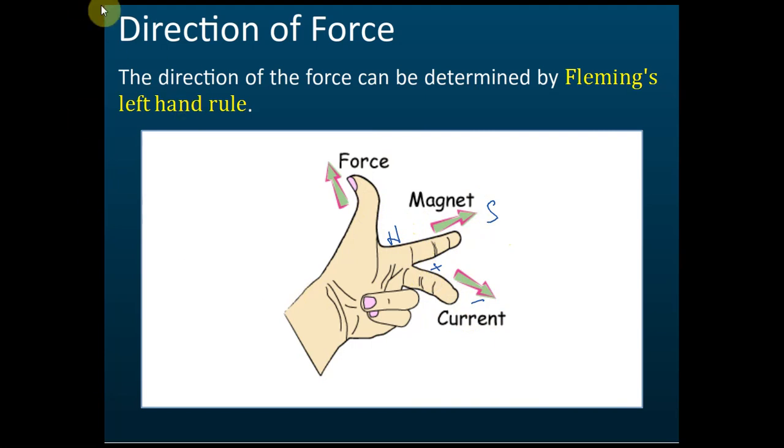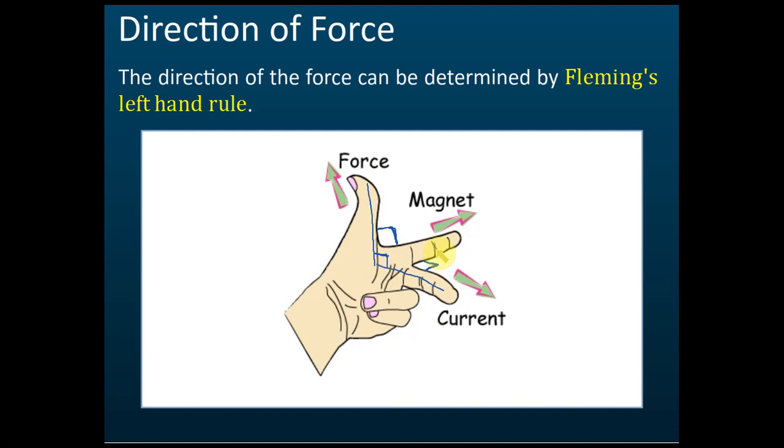Let me show you. You can see that the index finger and the middle finger are at right angles. The thumb and the index finger are also at right angles, and the thumb and the middle finger are also at right angles. This one I can't draw, but if you look from this side, you will find that they are at right angles as well. So these three fingers are at right angles. This one shows the magnetic field, this one shows the current, and this one shows the force.